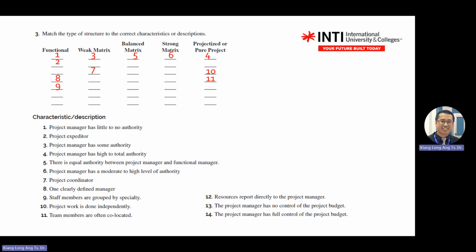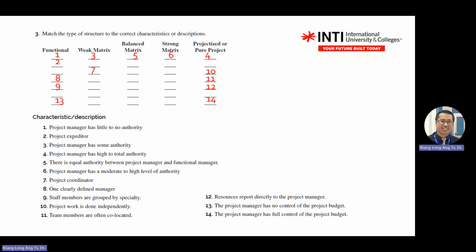Number 12, resources directly under PM. Project. Okay. So if the project manager has no control, no P&L responsibilities, it's traditional or functional. If the project manager has full control, then this one you play around with the level of wording between balance, weak, strong. If you have high to total, it means strong. You see the high to total is here. Balance, or you say equal, is here. Then some or very low is here.